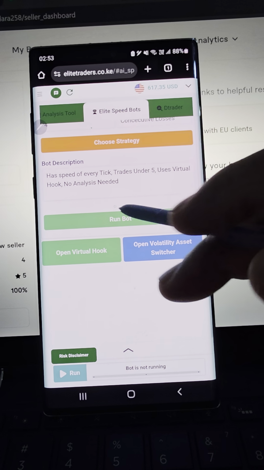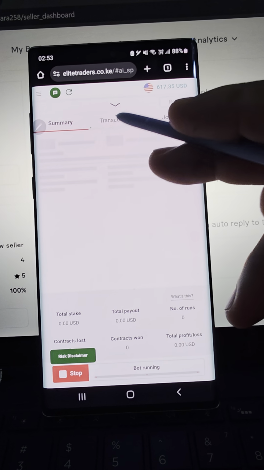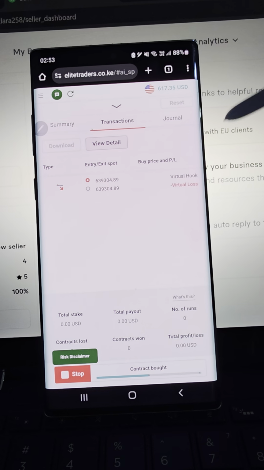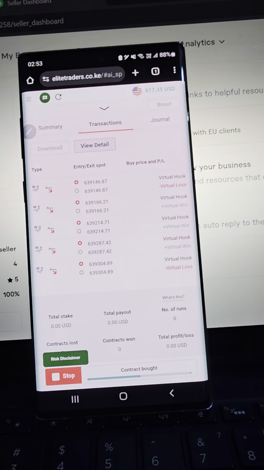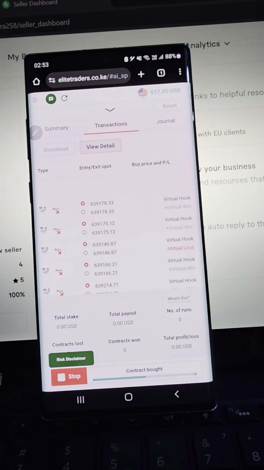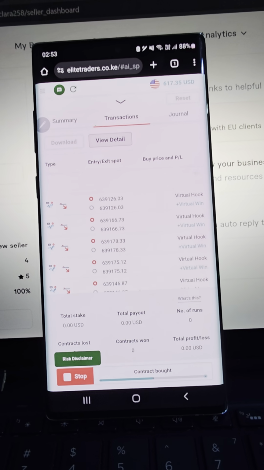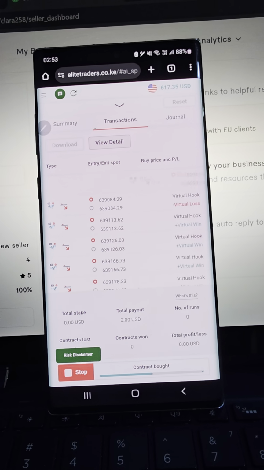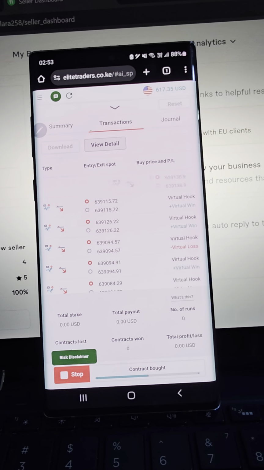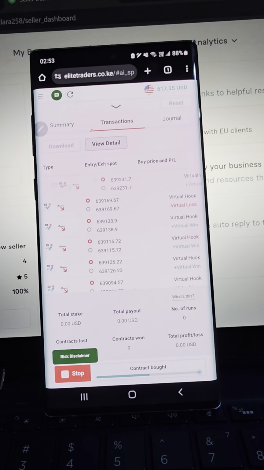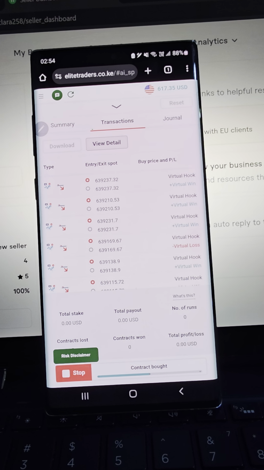Let's first of all execute the trades. Just click run, choose any random volatility. 3 virtual losses, we switch to real. The virtual hook helps us distribute the losses on the virtual account. So in this case we have set it so that the moment we hit 3 virtual losses, the robot should switch to under 5, and we just wait and see.